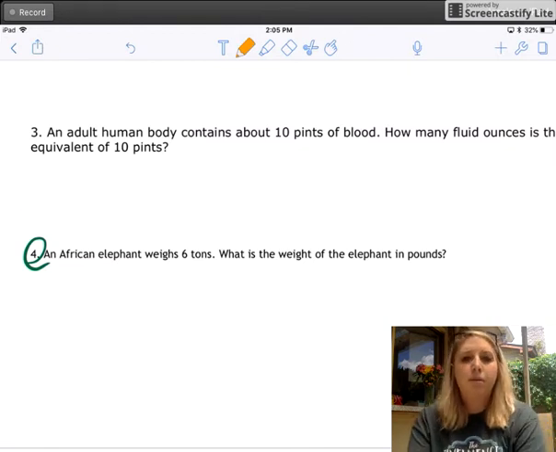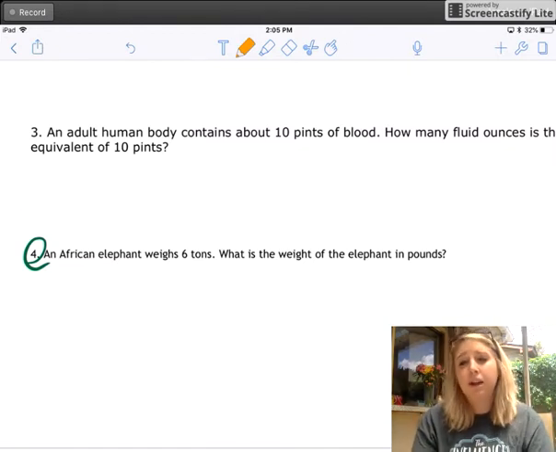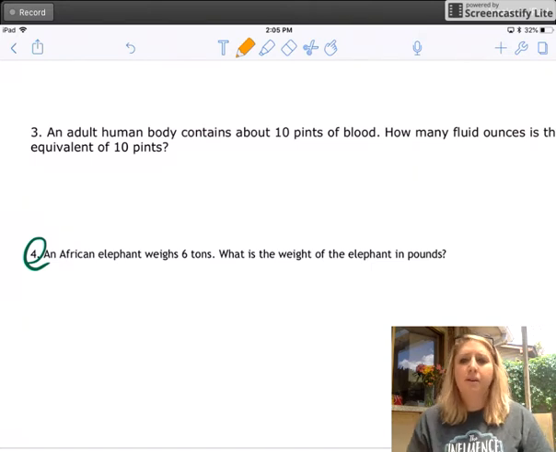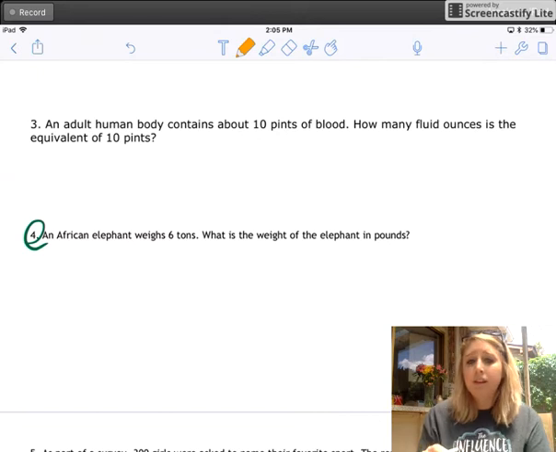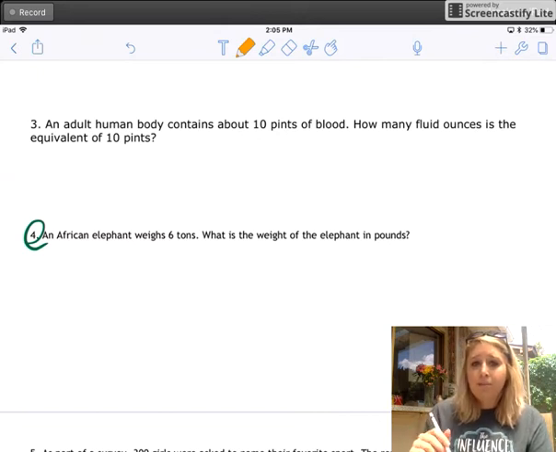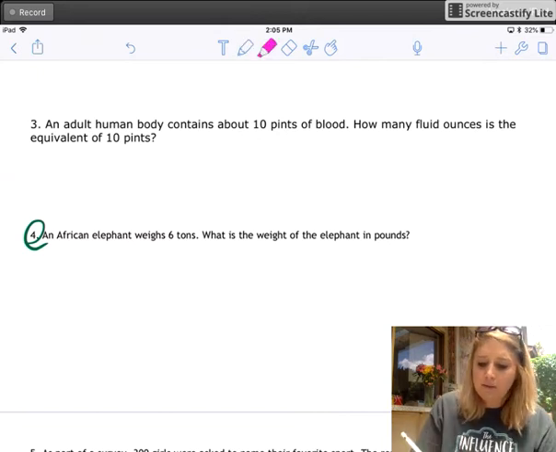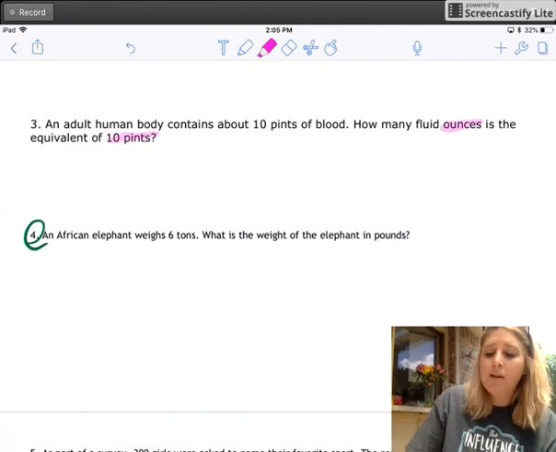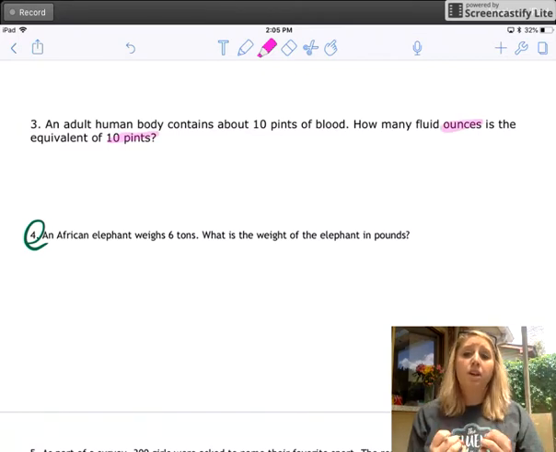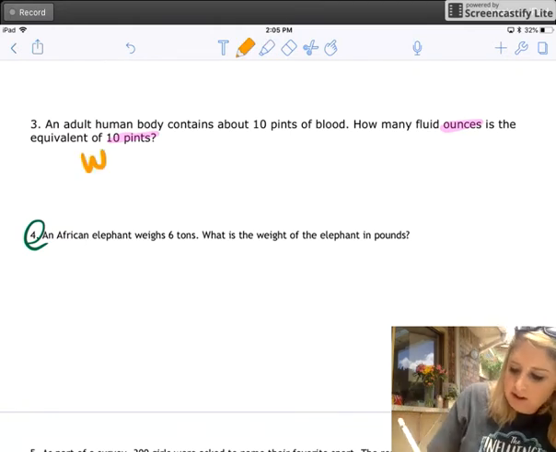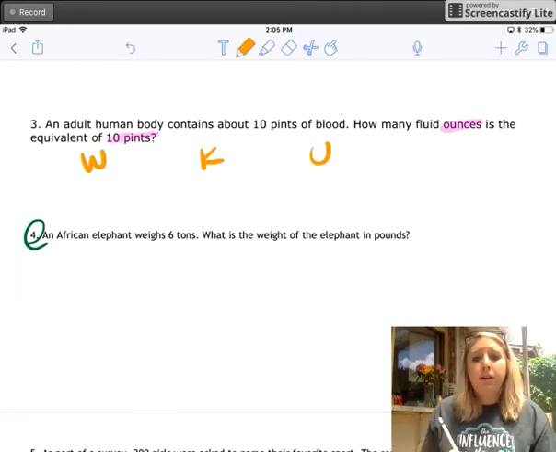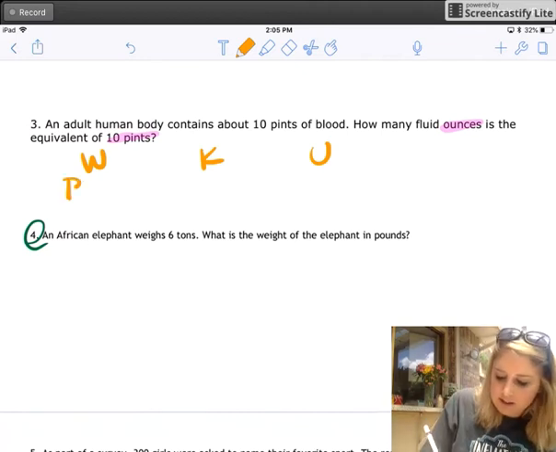An adult human body contains about 10 pints of blood. How many fluid ounces is the equivalent of 10 pints? Well, I know I'm going from pints to ounces. This was my big hint. Pints, ounces. I know that's a conversion problem, so I want to use WKU. So WKU here, I want to go from pints to ounces.